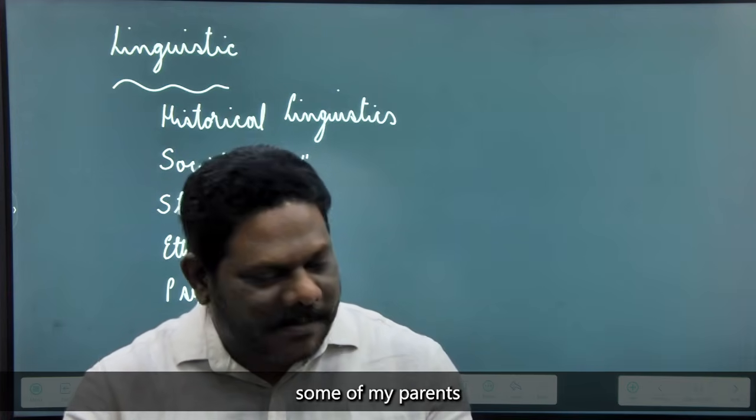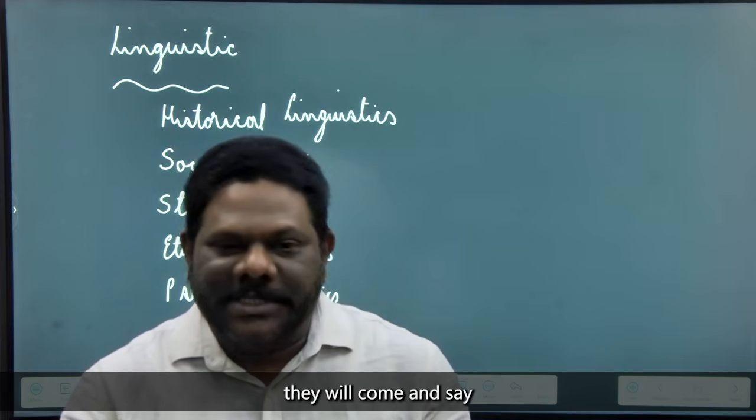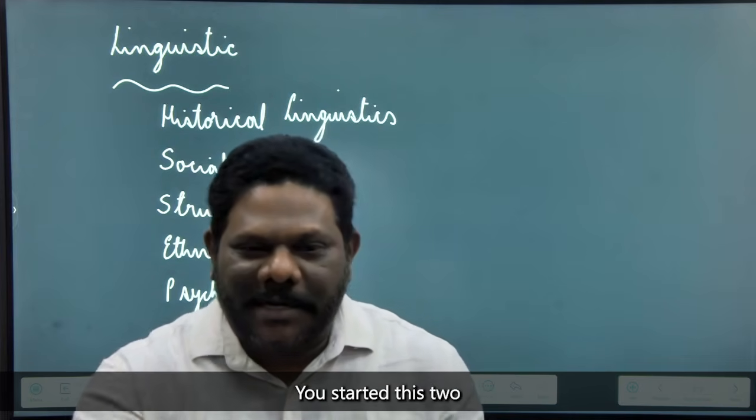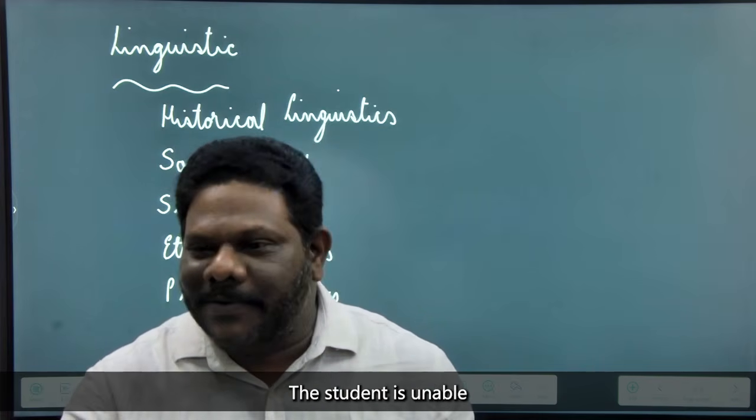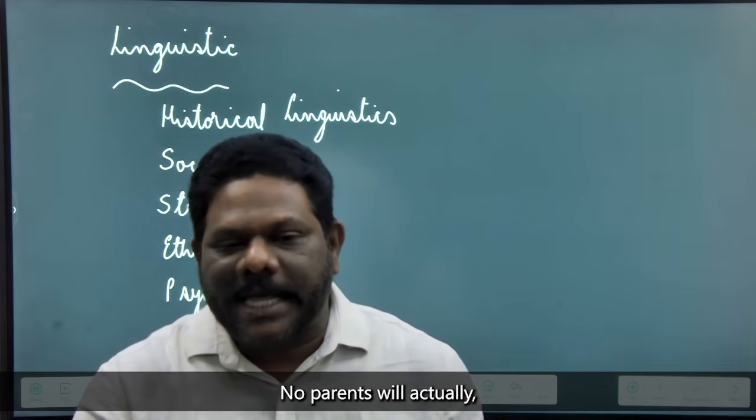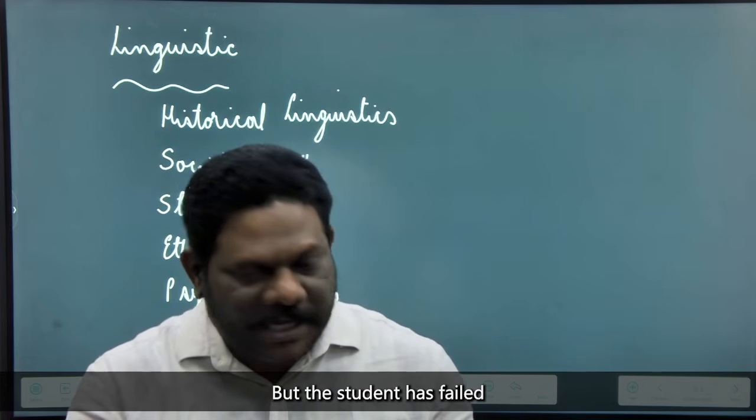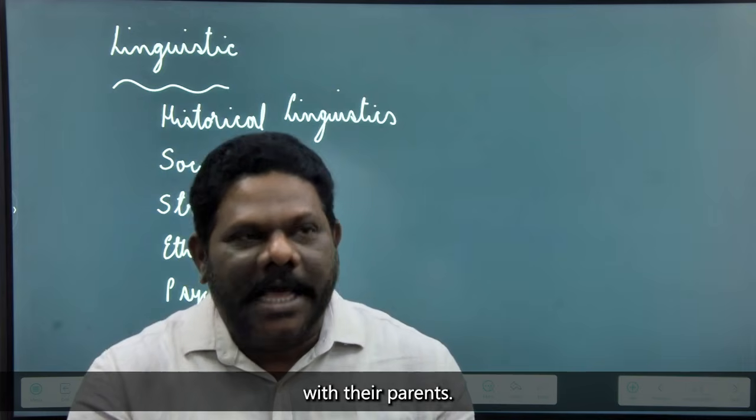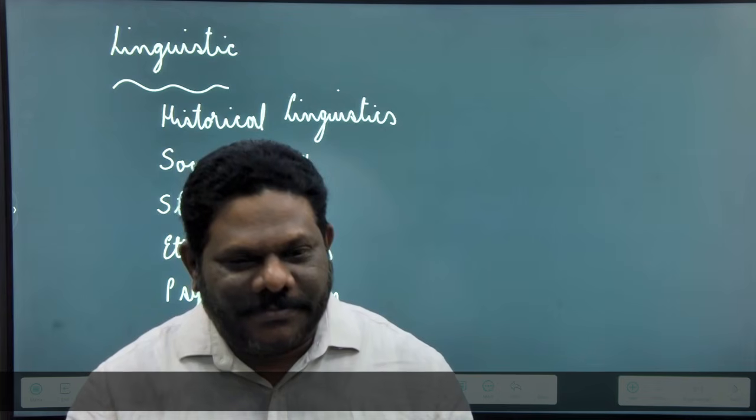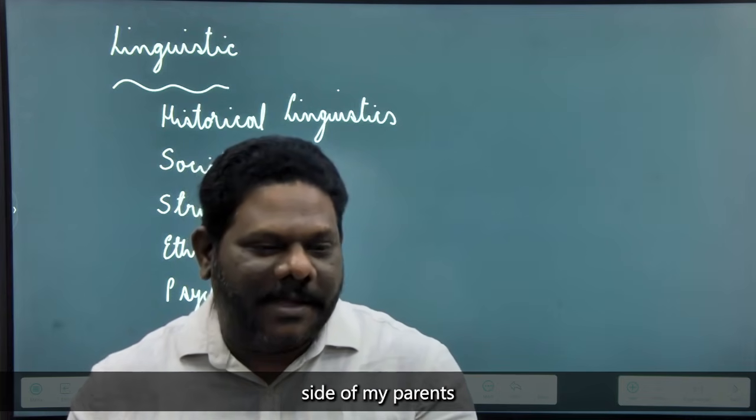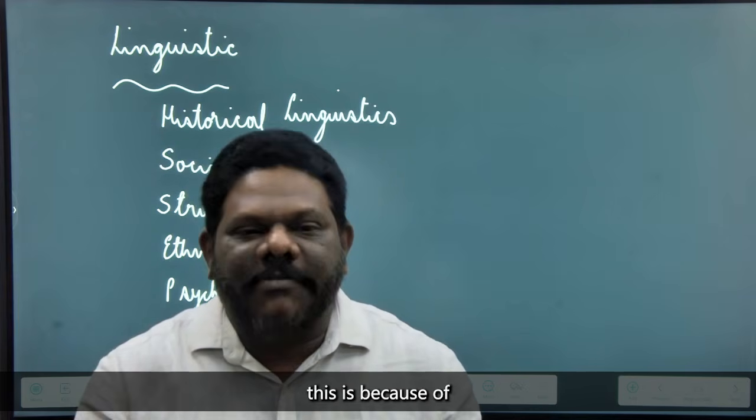Many students come and say, sir, my parents, just now they started their preparation, and then they will come and say, sir, my parents are asking me when will you become IAS. You started just 2-3 months back. So whose failure is it? The student is unable to communicate properly to their parents. No parents will actually discourage their children, isn't it? But the student has failed to effectively communicate with their parents. As a result, within 2-3 months only, parents are asking when you are becoming. Some girl students come and say, sir, my parents are trying to marry me. This is because of lack of communication.